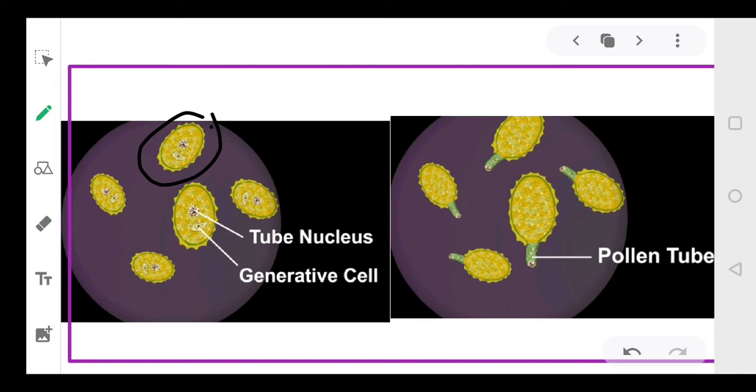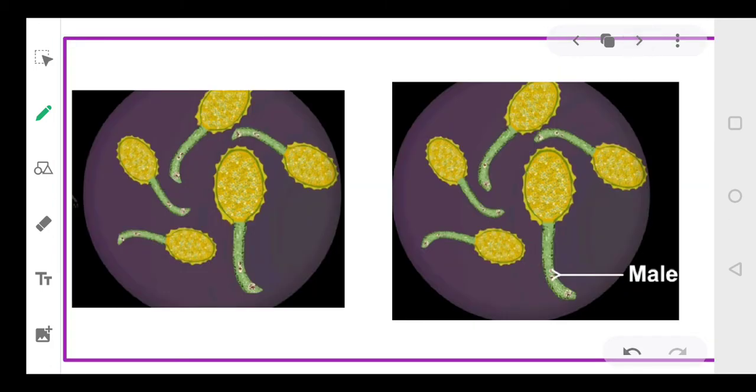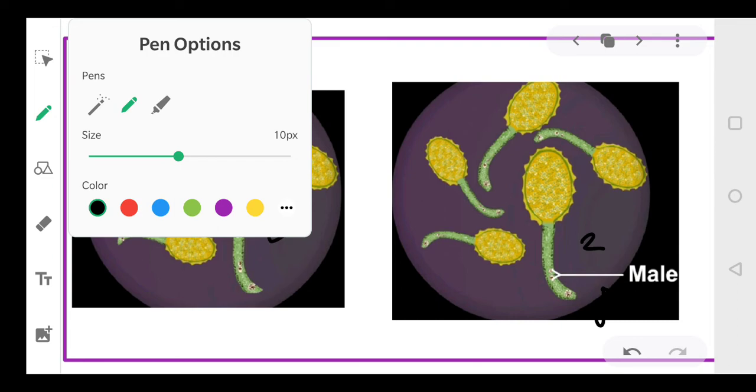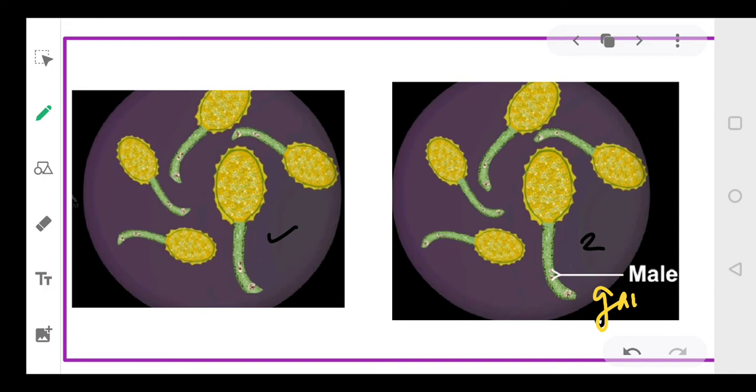Now after some time we will see a small tube has started. There is a formation of a small tube from the pollen grains, and that small tube is nothing but the pollen tube. After a few hours you will observe that the pollen tube has continued elongation, and you can easily locate the 2 male gametes. The 2 male gametes will be visible.